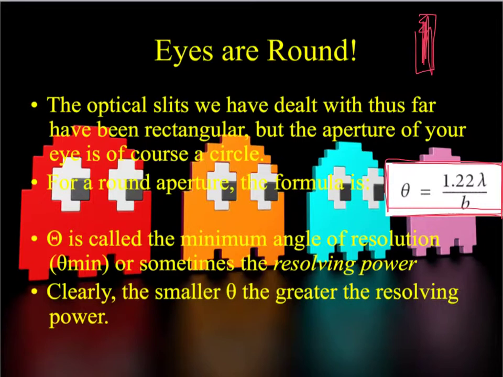And here theta is basically the minimum angle of resolution. It's the minimum angular separation that two objects have to have to be resolved. And this is what we call the resolving power.